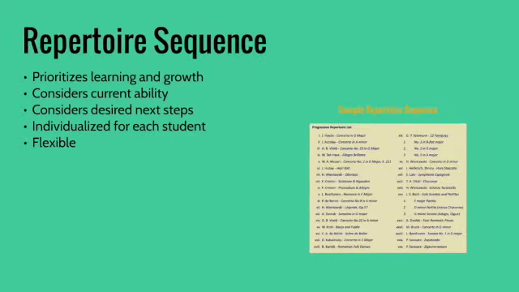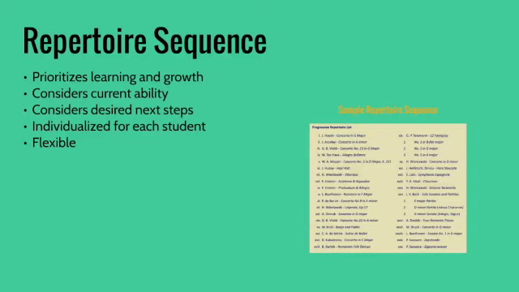But these are the things that I think are important to note when choosing a repertoire sequence. The sequence really should prioritize learning and growth. So you want students to be able to move through a sequence in a way that pushes them forward and that allows them to acquire new skills along the way. It should consider their current ability, so as to not give them things that are outside their reach or things that they would not have success performing without a little bit of work. And like I said, it should be something that promotes learning and growth.